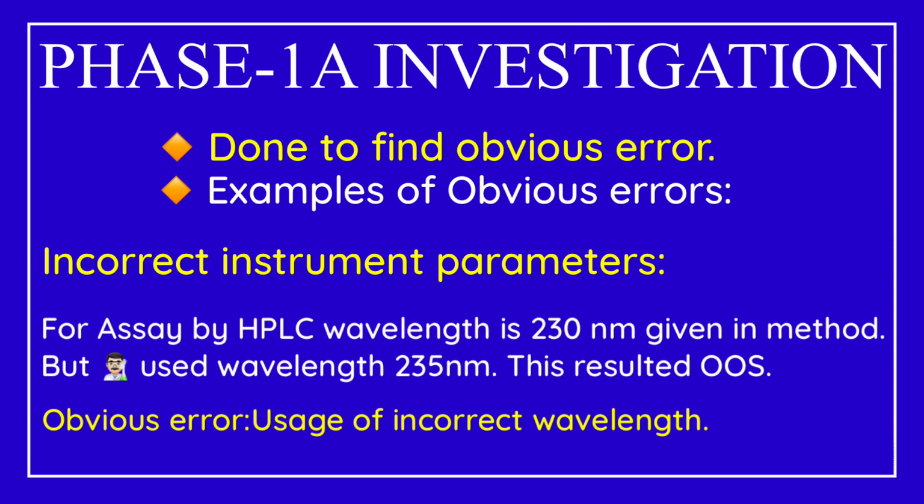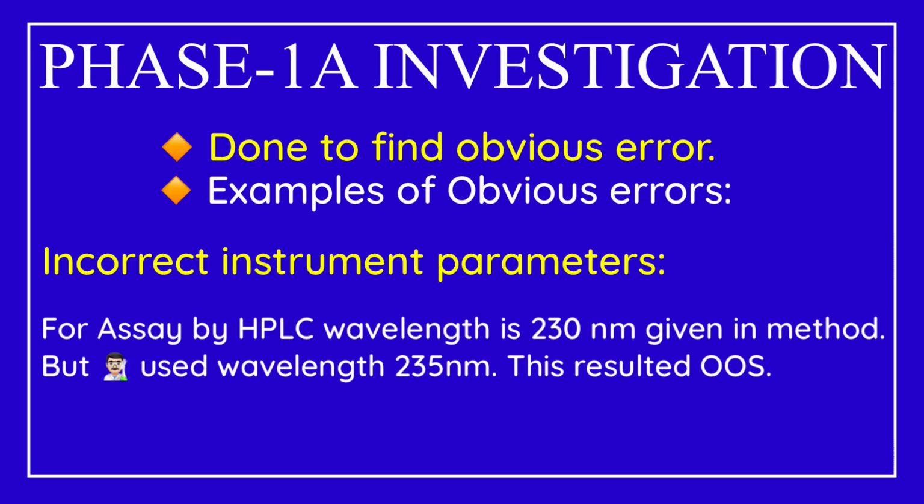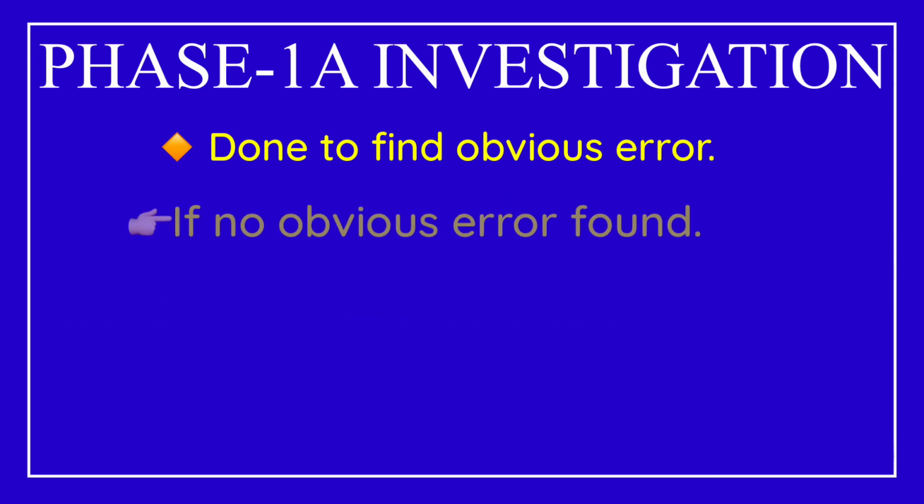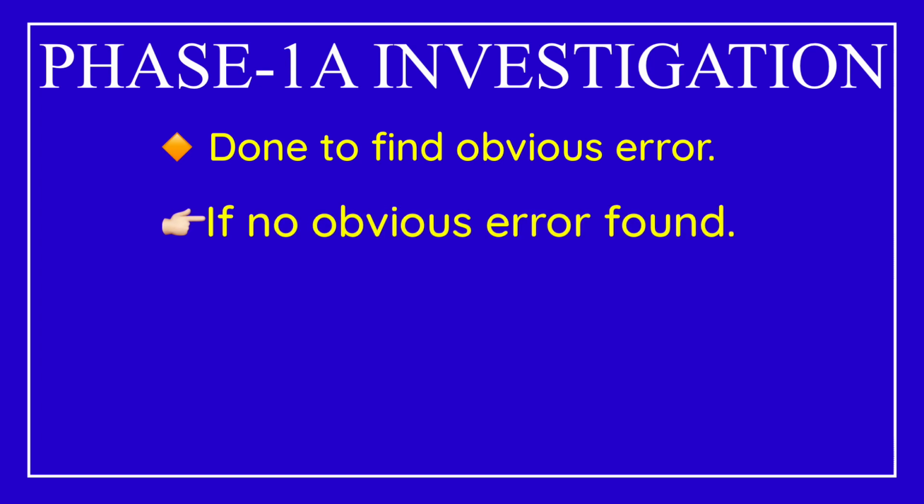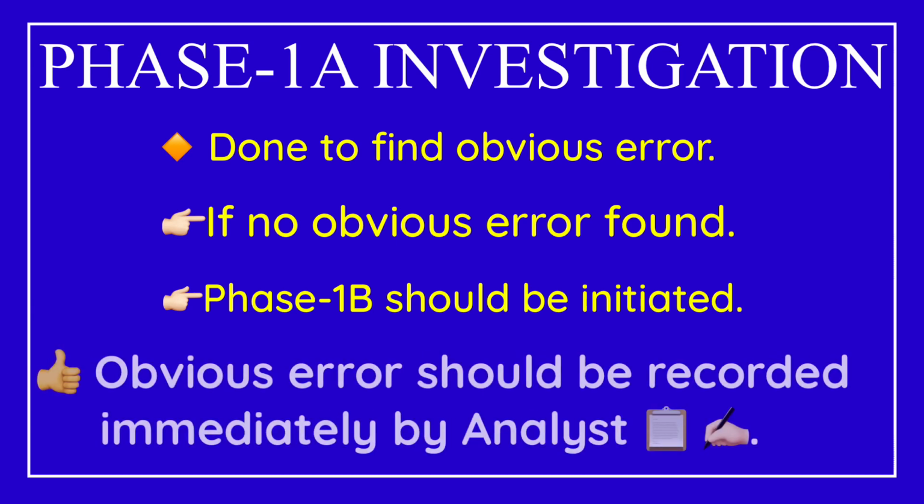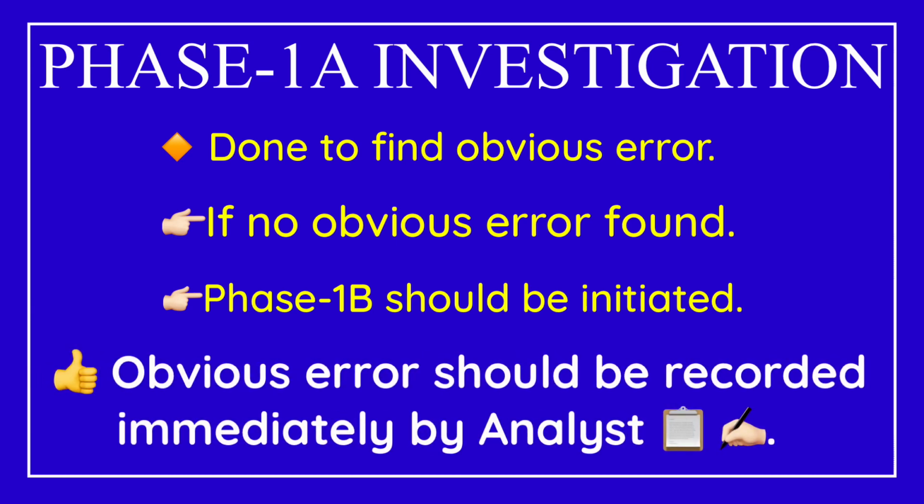Now we will repeat the analysis as a part of the correction and propose a suitable CAPA. But if you didn't get any obvious error during the phase 1A investigation, then phase 1B investigation should be initiated. And one more important point with respect to phase 1A investigation which you should always keep in mind is that whenever any obvious error occurs during the analysis, it should be documented by the analyst and should be acknowledged by the supervisor as well. So this was all about the phase 1A investigation.